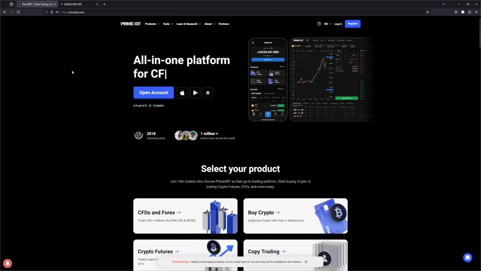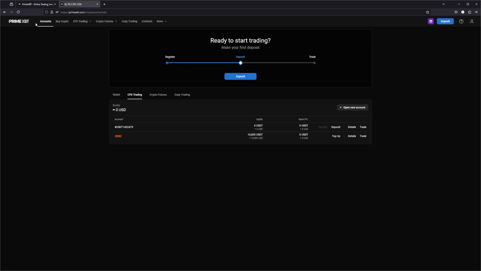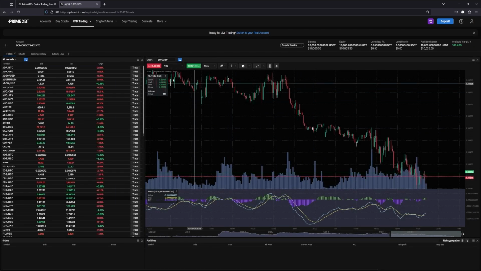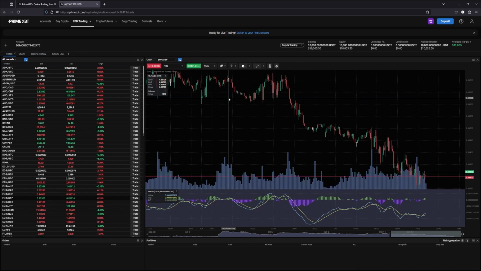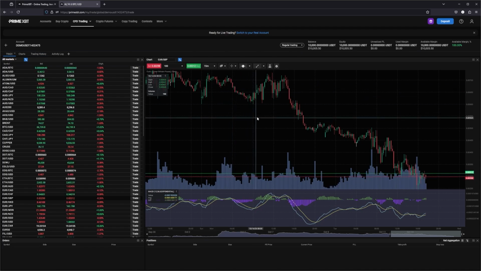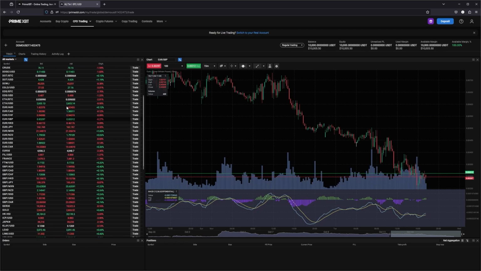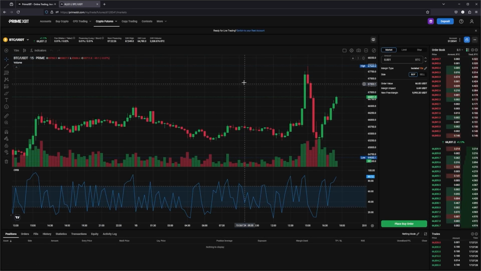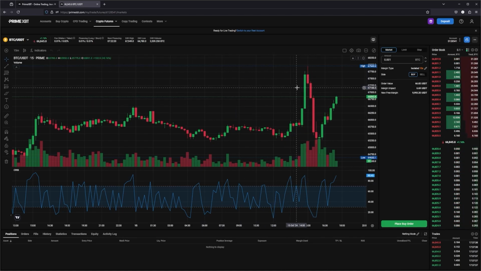So diving into the platform, of course, you can sign up down below to open an account. Here, if we go over to the CFD trading, we can take a look. The PrimeXBT trading platform is designed specifically with ease in mind. Although PrimeXBT offers loads of markets such as commodities, forex, and indices, today we will be focusing on Bitcoin. You can trade through CFD trading, but we're going to be looking at crypto futures today, diving deep into Bitcoin. And we can see a pretty wild chart over the past day.